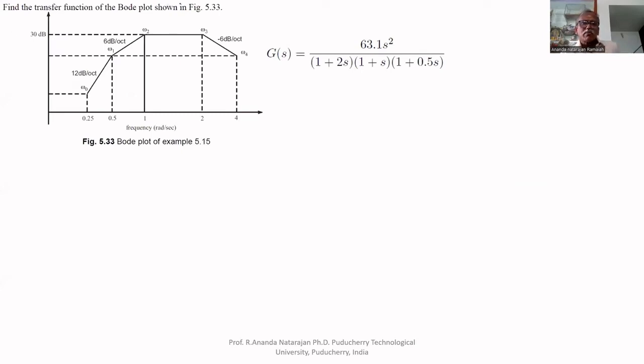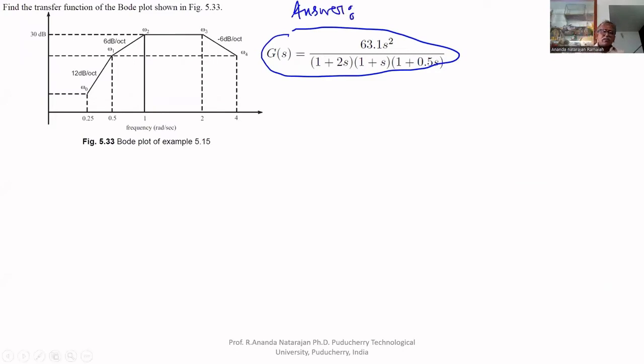Another example. Find the transfer function of the Bode plot shown in figure. Here G of s is given. This is the answer; we have to find this. So again, we have to form the table.